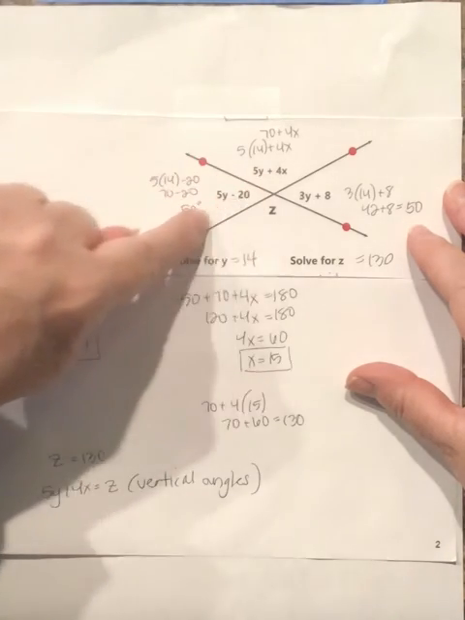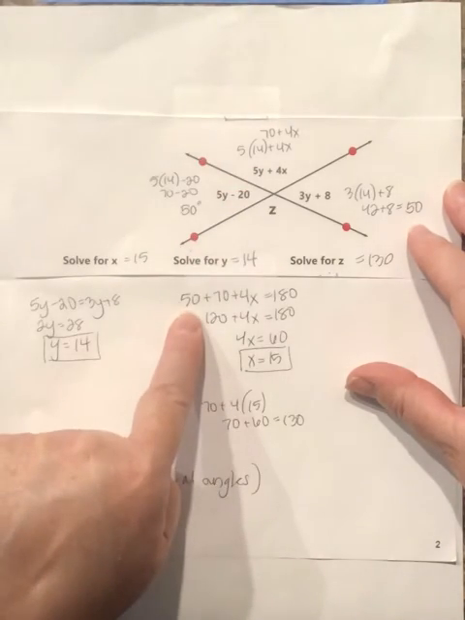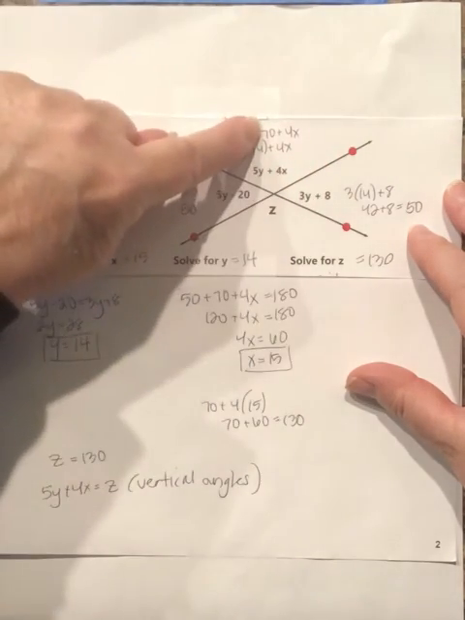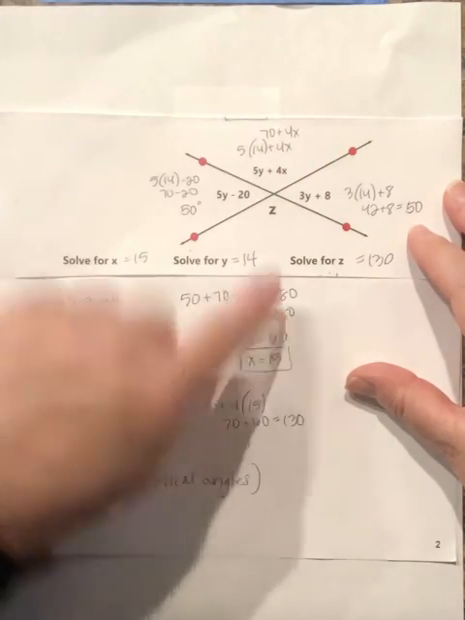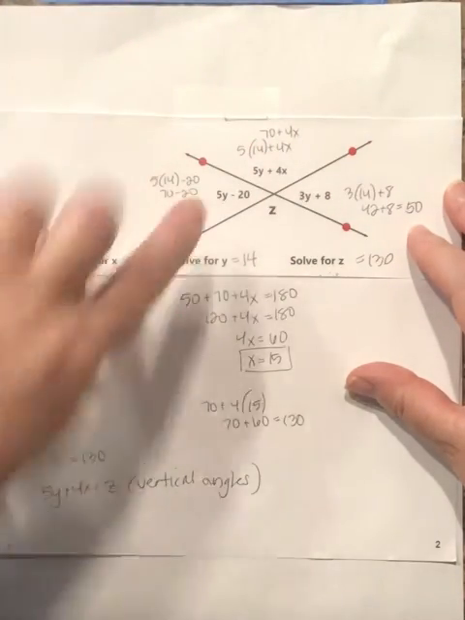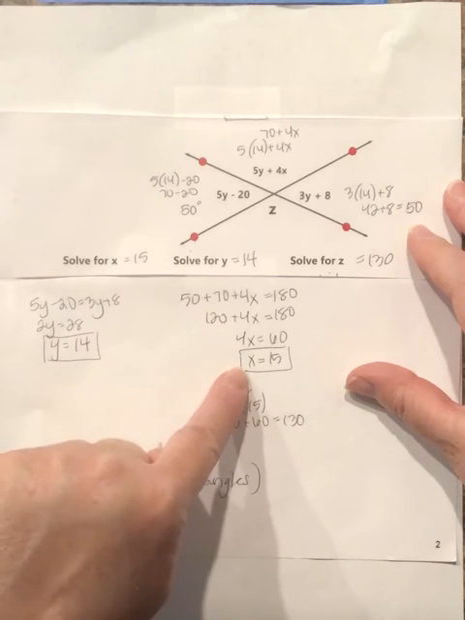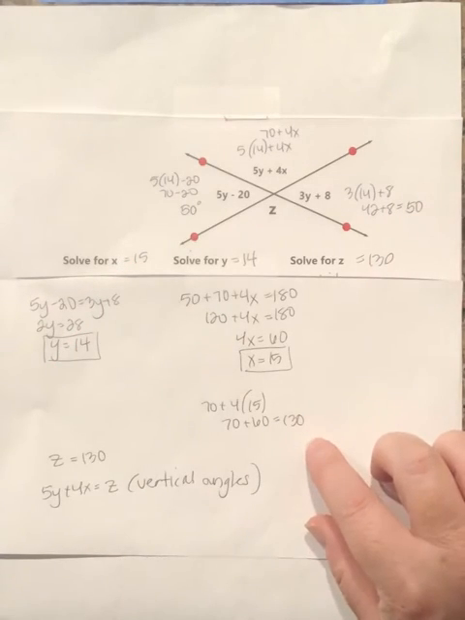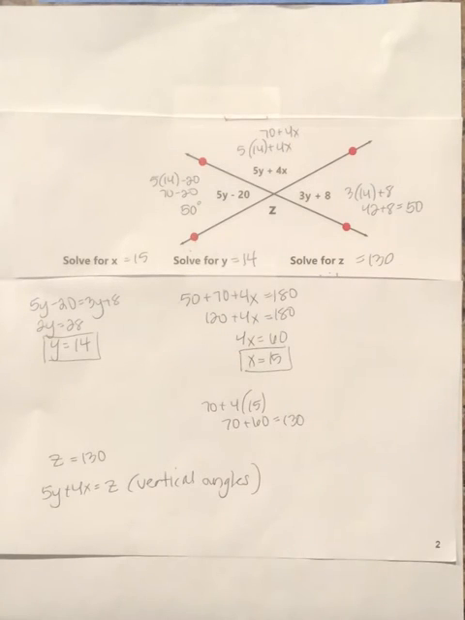I know that this angle, which is 50, plus this angle, which is 70 plus 4x, equals 180, because that's my straight line there, my linear pair. I solved for x, and I got 15. Now, I still have to justify how I'm getting z.